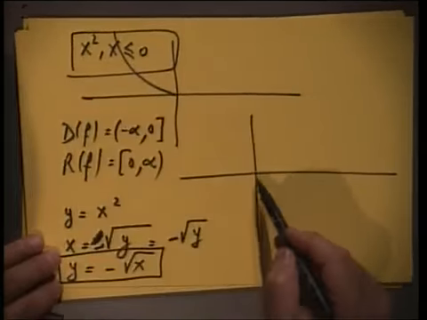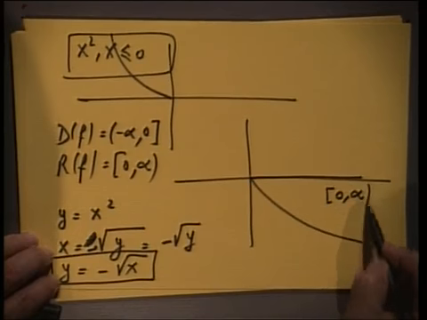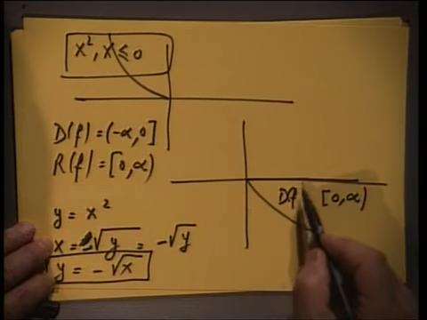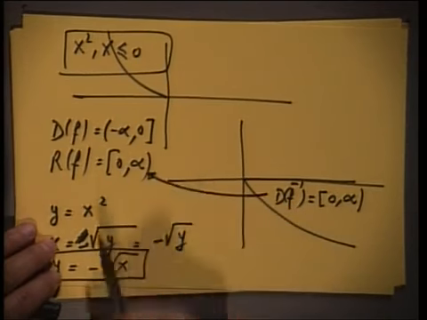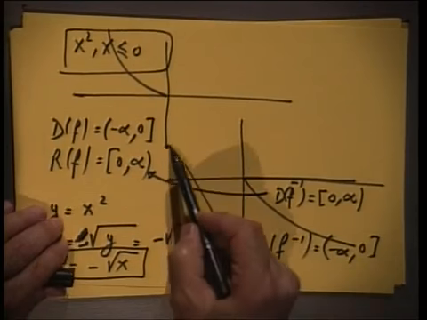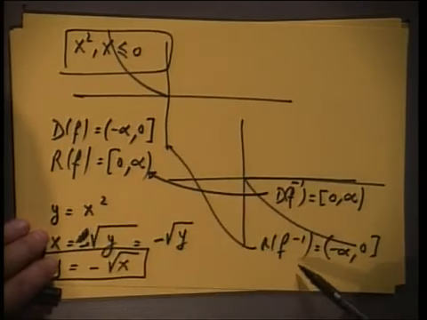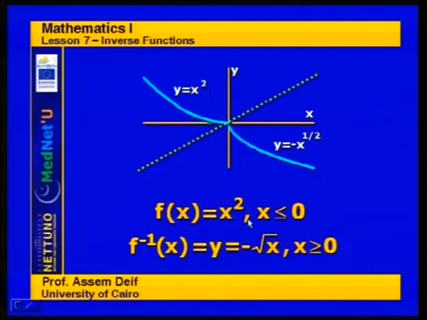Now here you realize something: the domain of f minus 1, which is from 0 to infinity, is exactly equal to the range of f, while the range of the function f minus 1, which is from minus infinity to 0, is exactly the domain of f. So the domain of f is equal to the range of f minus 1, while the range of f is equal to the domain of f minus 1. And you realize directly that if you draw both graphs together, you will find, as you see here, that they are in fact symmetric around the line y is equal to x.